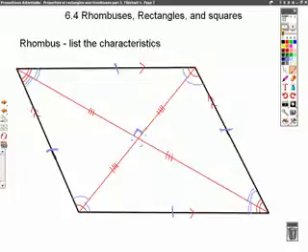Okay, so just 3 extra properties. All 4 sides are exactly the same length. The diagonals bisect at a right angle, so all 4 of these angles are 90 degrees. And also the diagonals are angle bisectors. Let's put some algebra behind this and find some lengths.